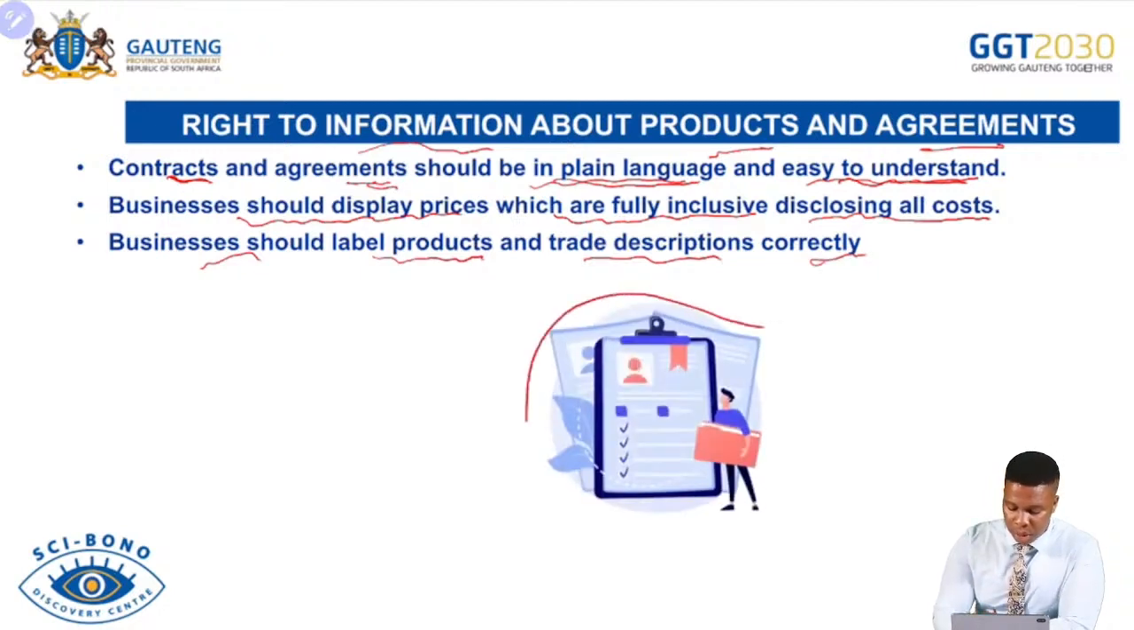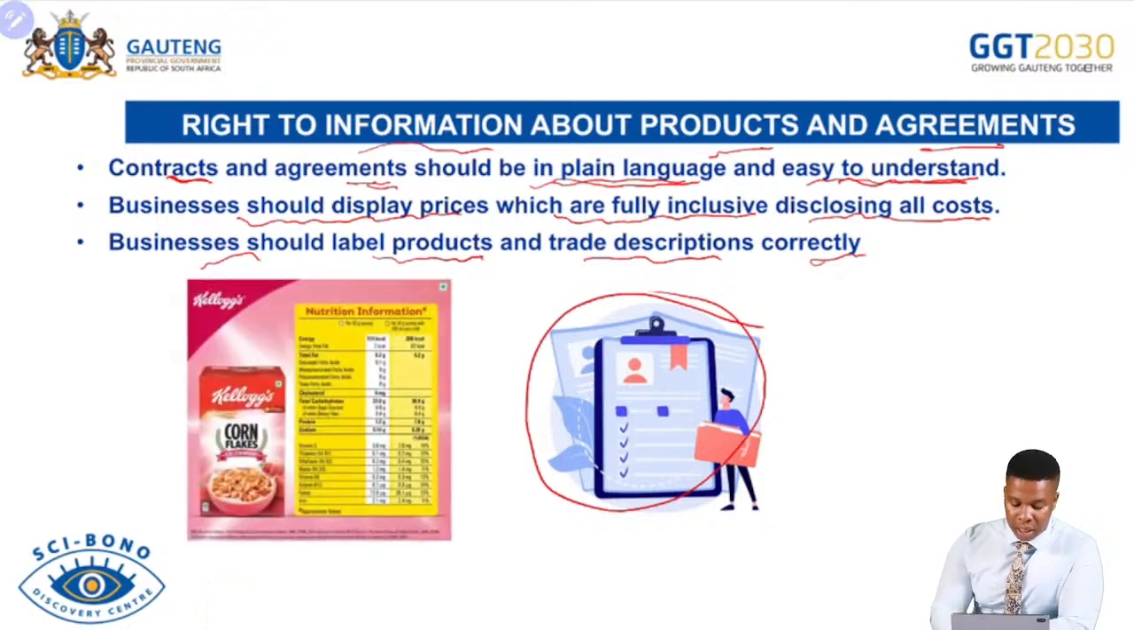So when it comes to buying any item that has a contract, you need to ensure that the contract is in plain and easy to understand language, and then the products should be labeled properly and the trade description should be correct, and the ingredients should be truthful as well, because consumers have the right to information about the products and agreements.